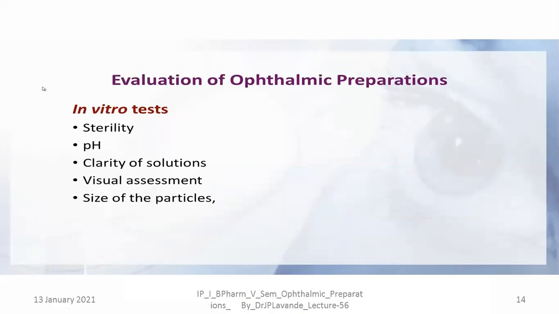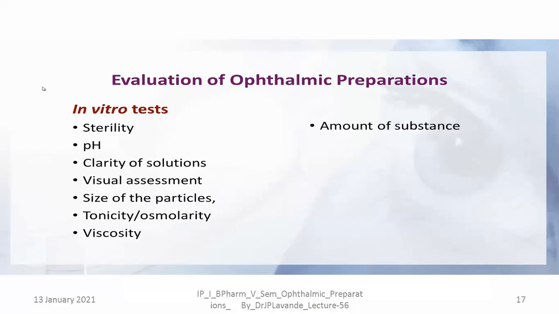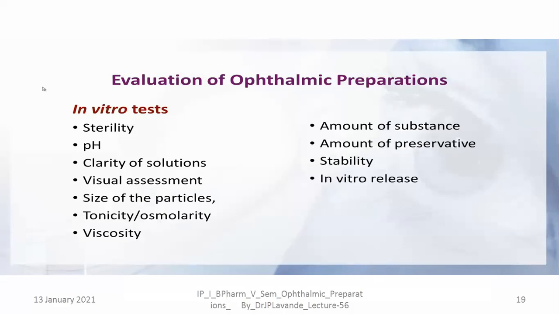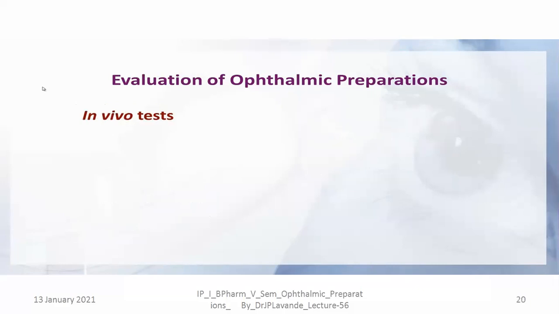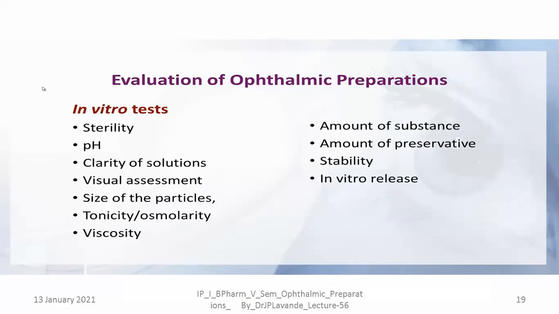ophthalmic preparations. So the list of tests will consist of the sterility test, pH, clarity of solutions, visual assessment, and size of the particles, along with tonicity, osmolarity, and the viscosity. Then some of the tests like say the amount of substances, amount of preservatives, stability, and in vitro release. So all these are the tests which fall under the category of the in vitro tests.